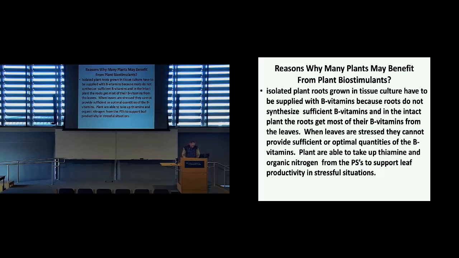So if you're going to grow roots in sterile culture, you have to add the B vitamins. The same thing is true of another important hormone for plants, cytokinin. The cytokinins are produced primarily in the roots and have to be transported up to the leaves where they're required for leaf growth. So they're all interconnected.